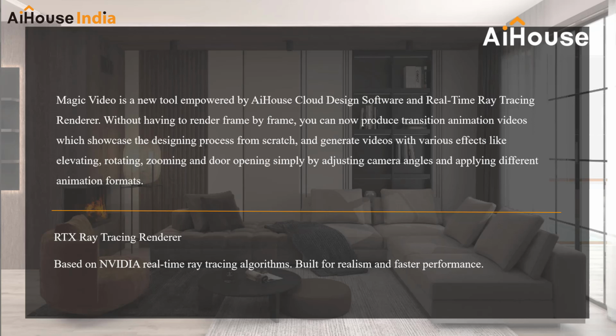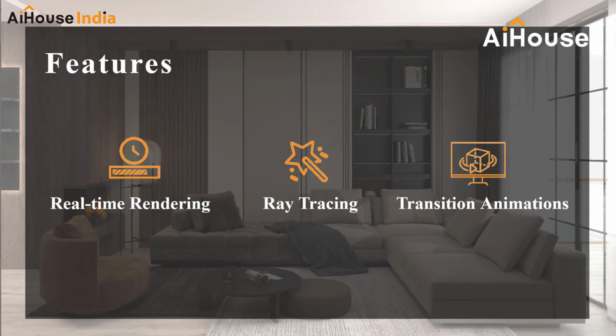Without having to render frame by frame, you can now produce transition animation videos which showcase the designing process from scratch, and generate videos with various effects like elevating, rotating, zooming, and door opening simply by adjusting camera angles and applying different animation formats. So these are the three major features of Magic Video.